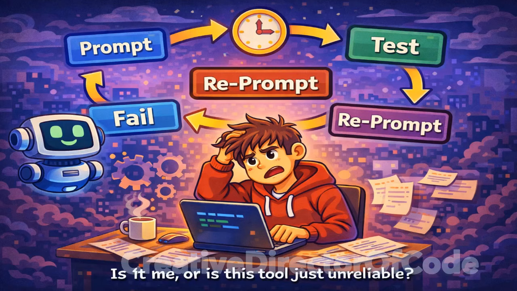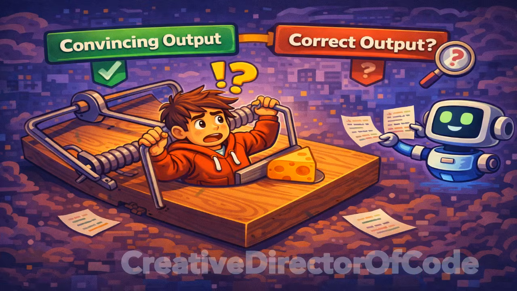Prompt, test, fail, reprompt. Each cycle burns time, and the frustration compounds because the AI keeps sounding so confident. You start to wonder, is it me, or is this tool just unreliable? This is one of the most common traps. The AI is optimized to produce convincing output, not necessarily correct output. If you don't have a strategy for verifying what it gives you, you'll keep falling into this cycle.